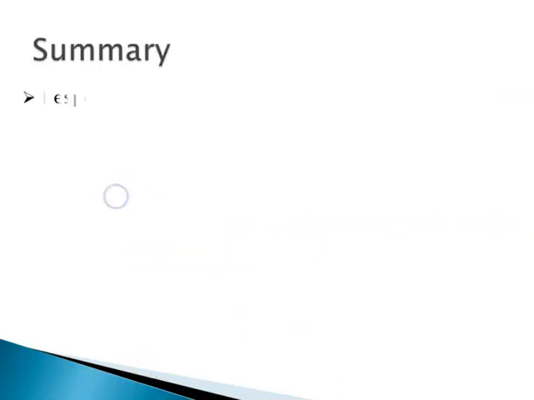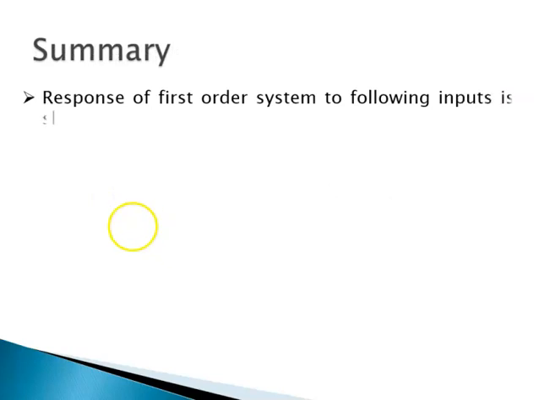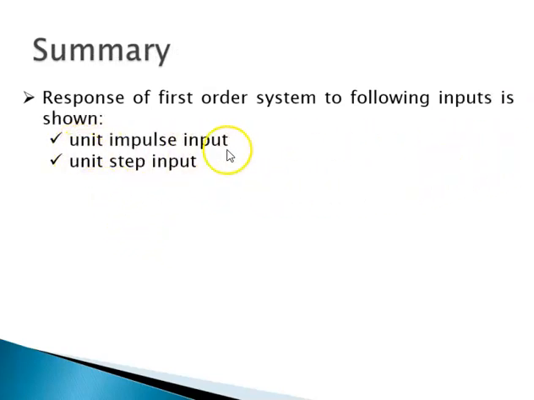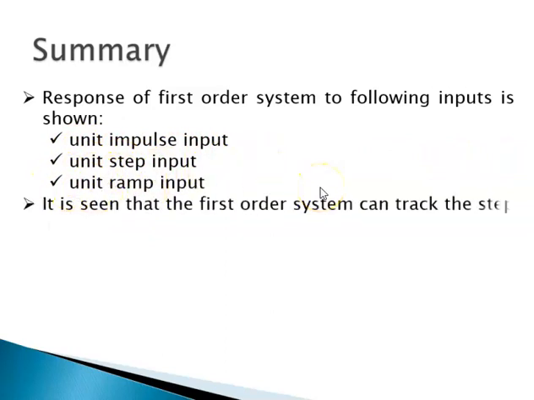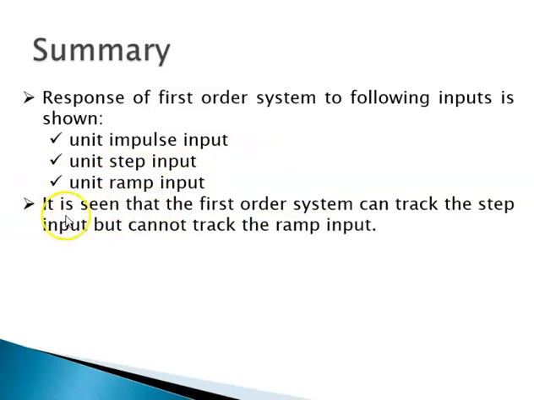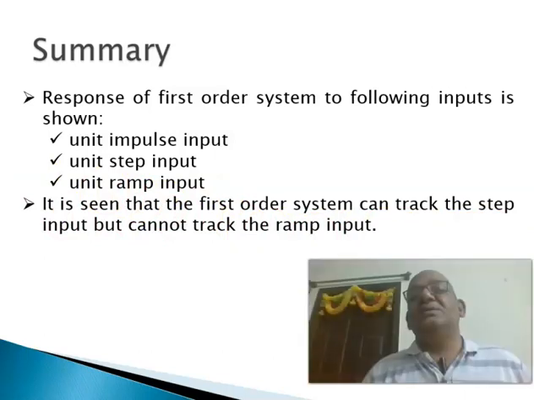With that, we'll summarize the present video. We studied the response of a first order system when subjected to unit impulse input, unit step input, and unit ramp input. It is seen that the first order system can track the step input but cannot track the ramp input. There is a steady state error present.